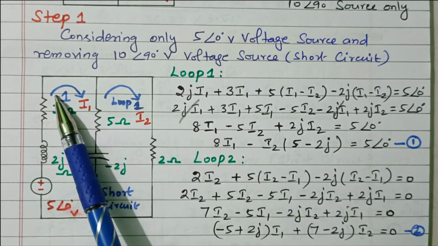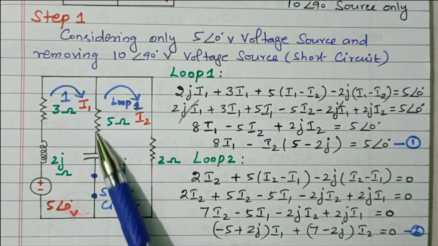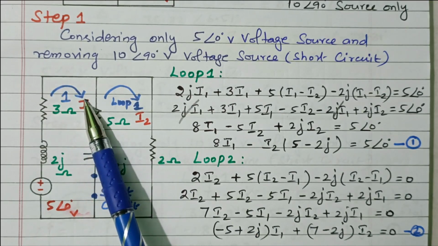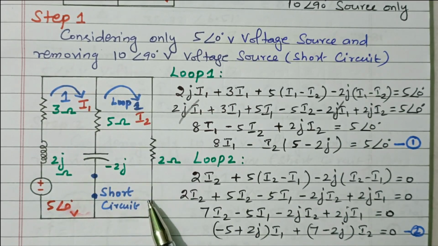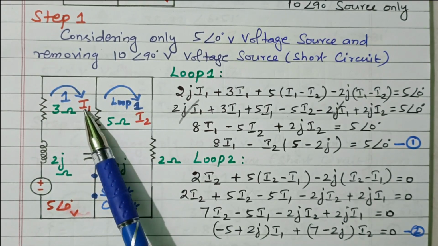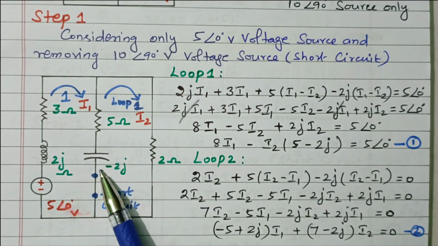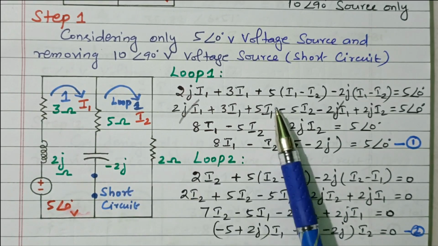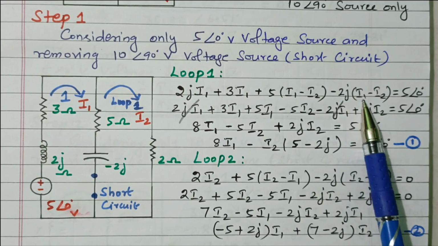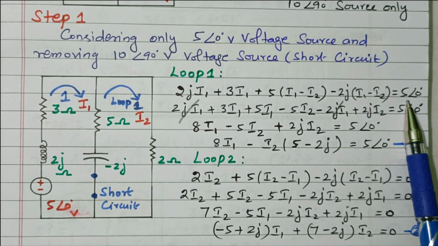In this 5 ohm resistor, I1 is flowing as well as I2. This arm is available between loop 1 and loop 2. I1 is flowing from top to bottom. I2 is flowing from bottom to top. Both are in opposite directions. So the difference in current, I1 minus I2, is flowing through this 5 ohm resistor and this capacitor. So that is 5 into (I1 minus I2). Similarly, minus 2j into (I1 minus I2). That is equal to the voltage source, 5 volt.